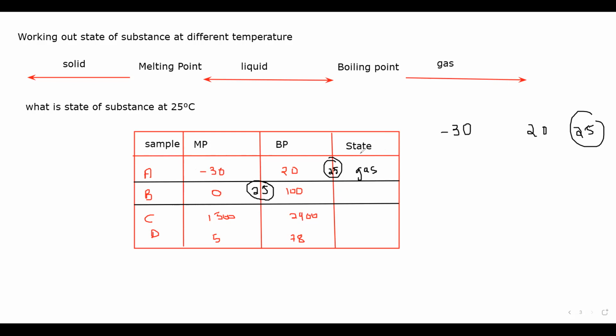If the temperature is between the melting and boiling point, what is the state of the substance at 25 degrees centigrade? That substance will be a liquid. If it is before the melting point, then it will be solid. You can see here, when the temperature is between the melting and the boiling point, the substance is liquid. If it is before the melting point, the substance will be a solid.